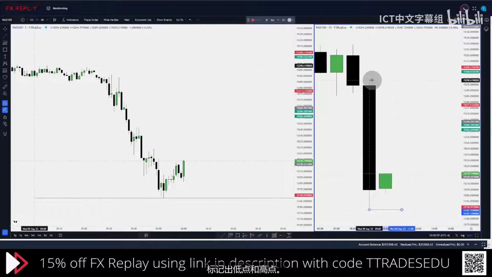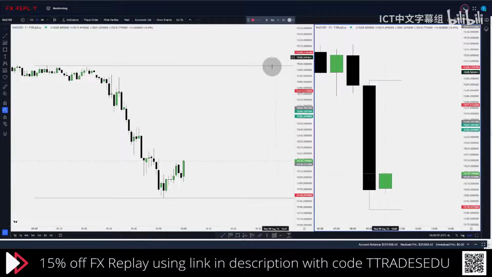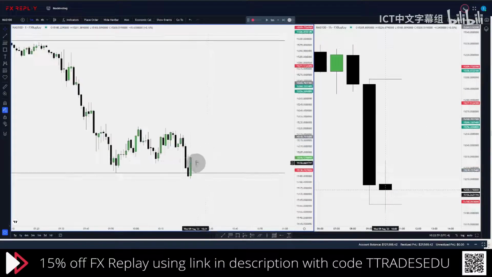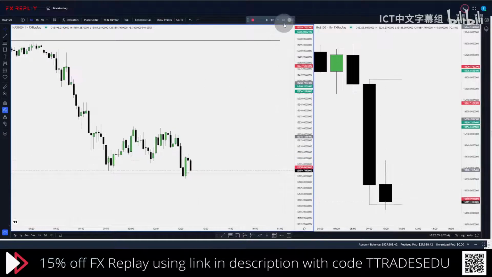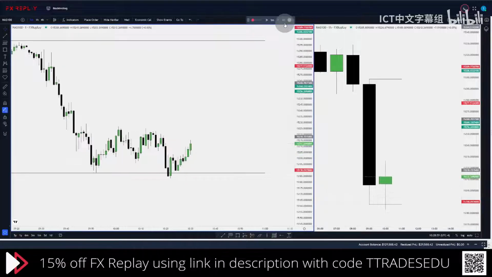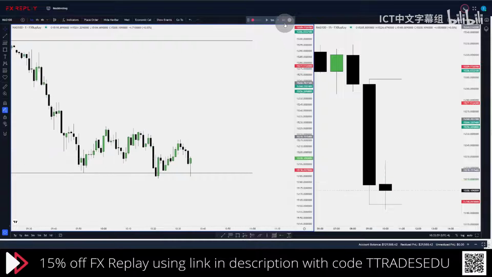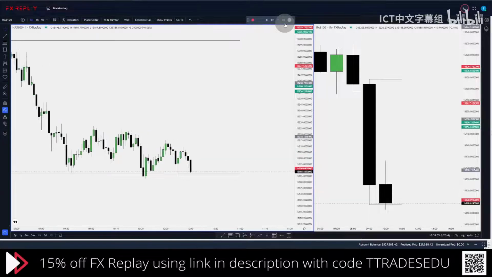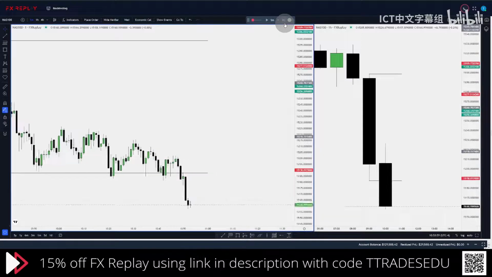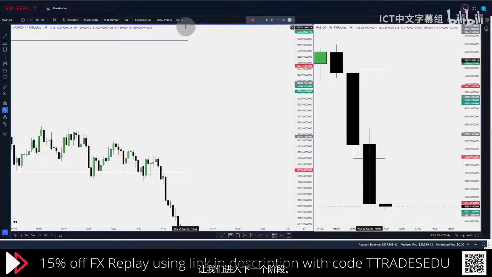Mark out the low and the high. Let's see what happens here. Okay, here's a sweep down. I'd want to see displacement back up. No displacement back up. This candle is respecting this fair value gap. Not very aggressive. Not a fan of that. Okay. Let's go to the next session.